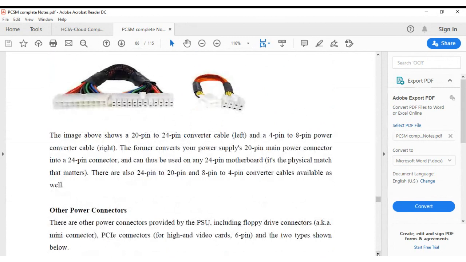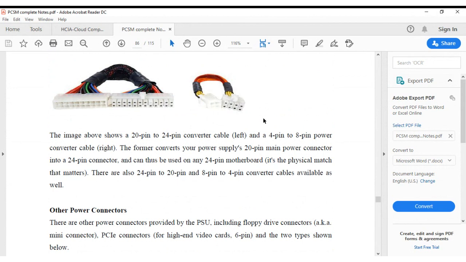As you can see, the image above shows a 20-pin and 24-pin cable on the left. This is the 20-pin, you can see it. This is the 24-pin. This is a 4-pin, and this is an 8-pin connector, an 8-pin power converter cable, right?